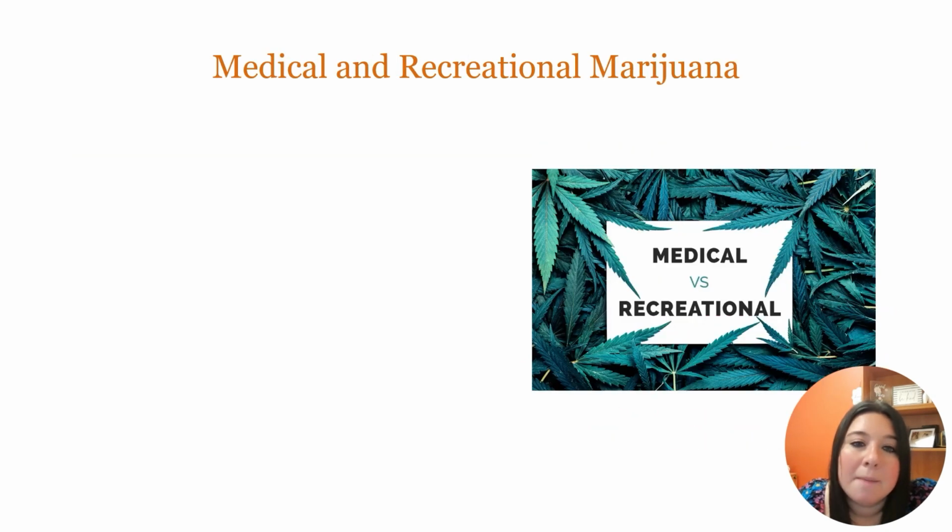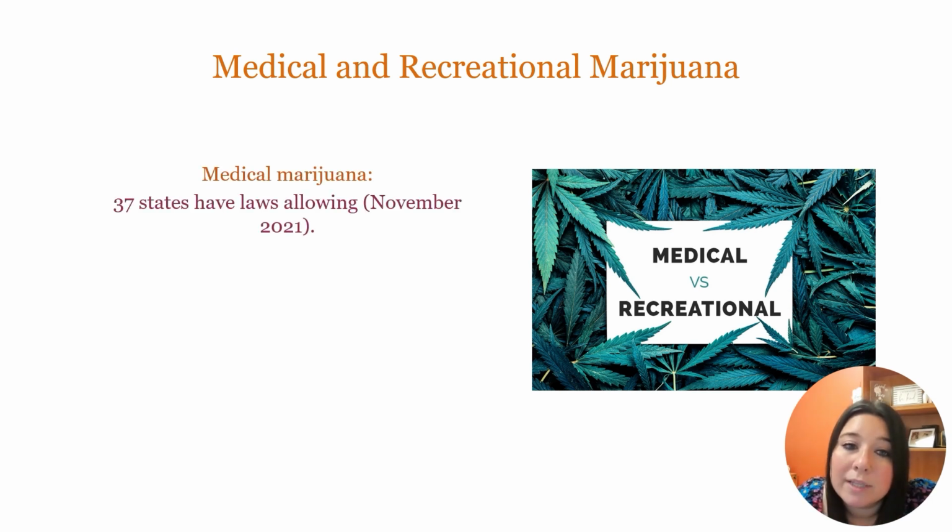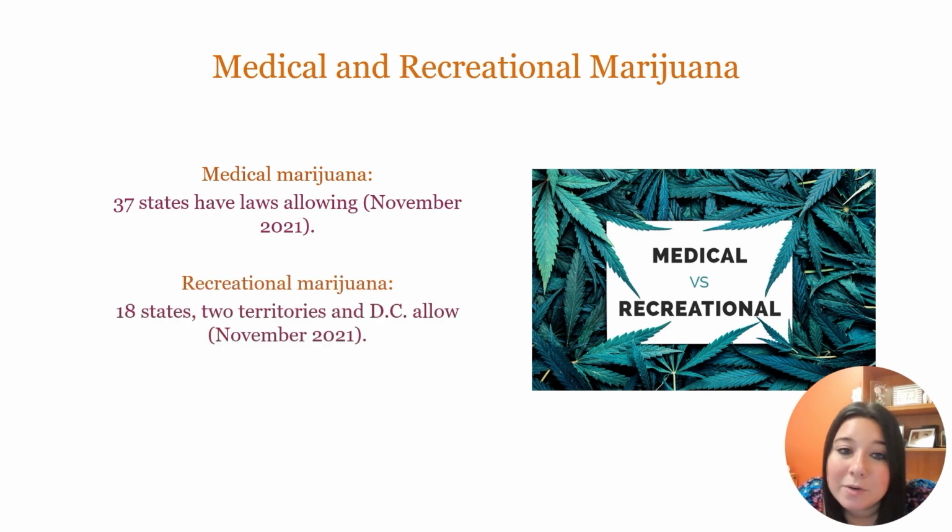Medical and recreational marijuana. So there is a difference between the two. Medical marijuana, there's currently 37 states that have laws allowing medical marijuana. That's as of November 2021, according to the book. I'm sure there's many more that allow it at this point in 2024. There's also recreational marijuana. Only 18 states and 2 territories and Washington, D.C.